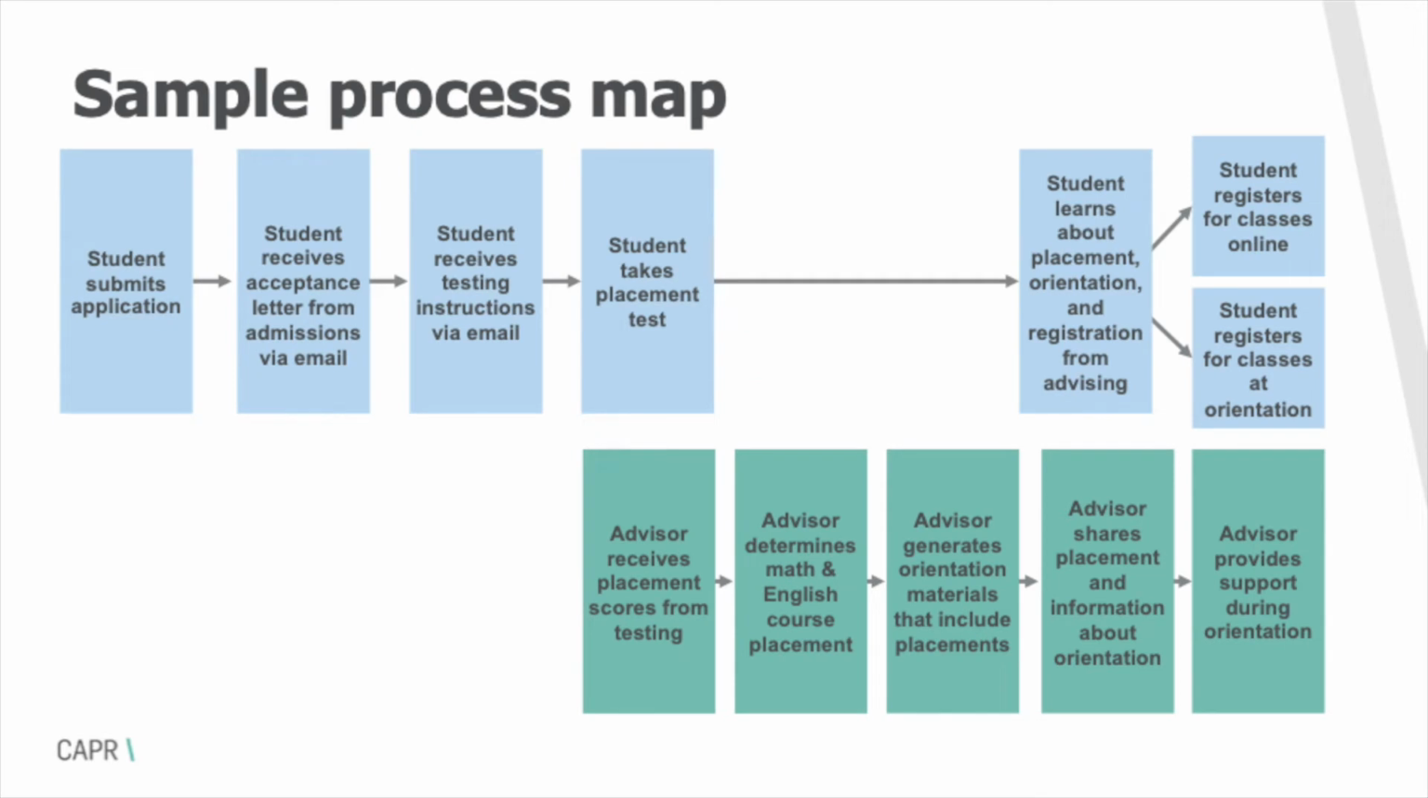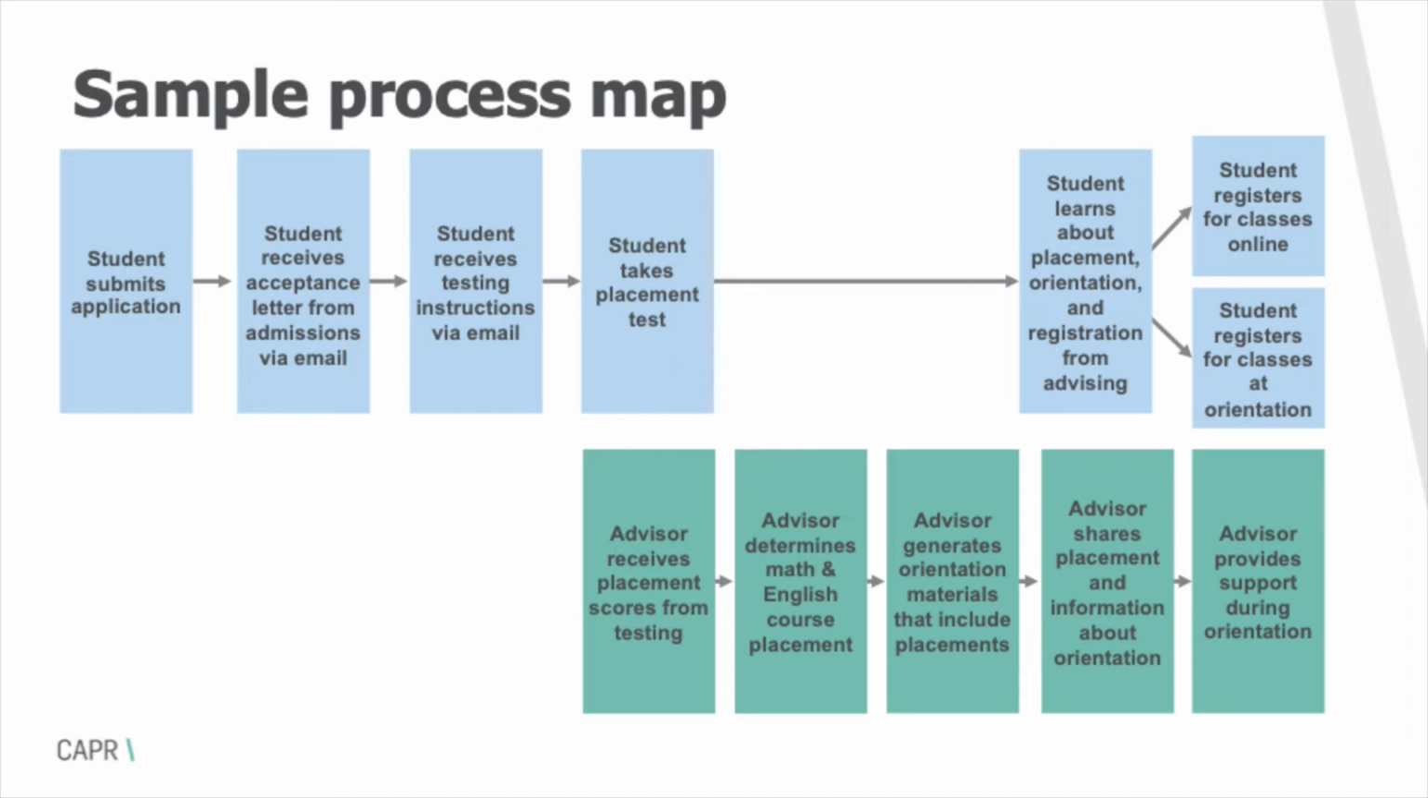Here's an example of a process map for placement, starting from application submission and ending with registering for classes. It's important to remember that students are not the only people involved in the placement process. Students may receive information from admissions, the testing center, advising, counseling, and other departments. The advising process is outlined on the same timeline as the student process. In this case, an advisor's role begins when they receive placement scores from the testing center and ends when they support the student as they enroll in courses.